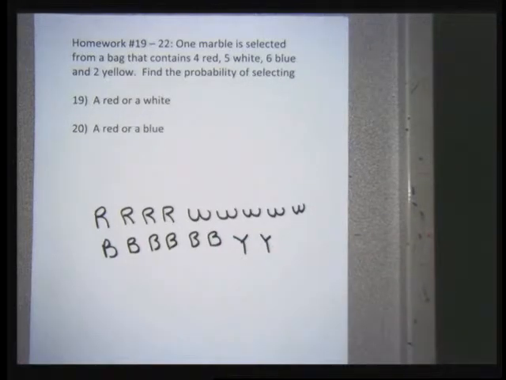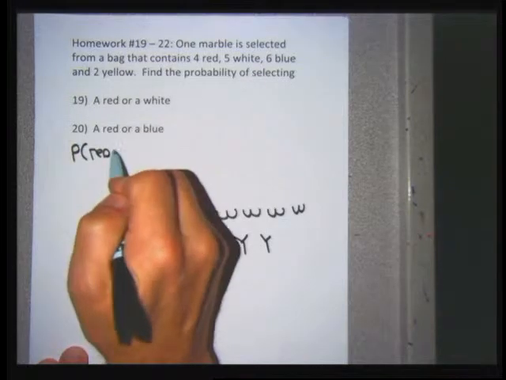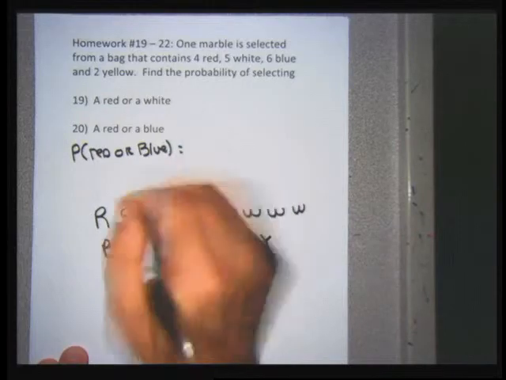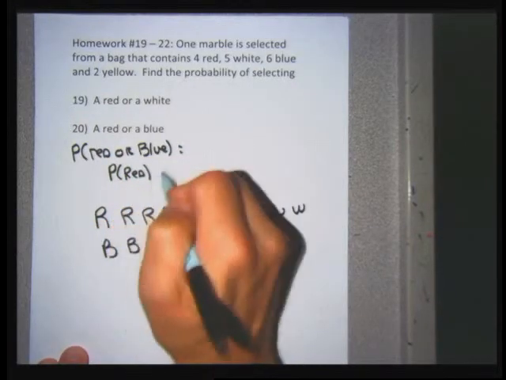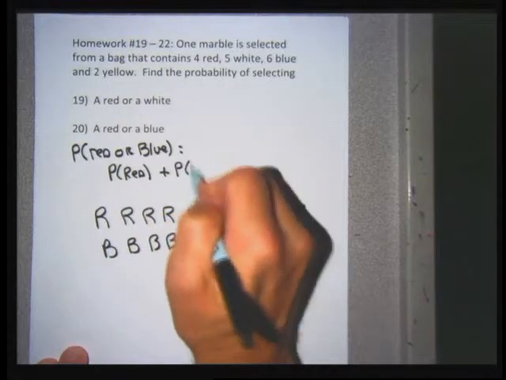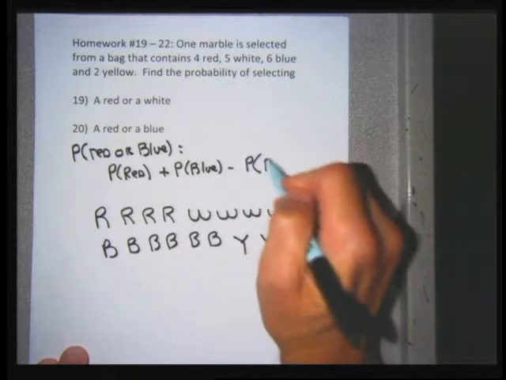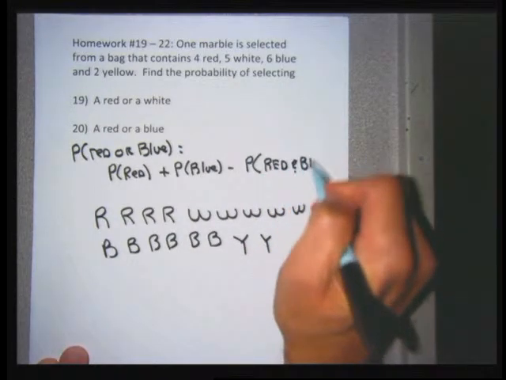I'm going to pick one marble, and I want to find the probability of getting a red or a blue for number 20. So the probability of getting a red or a blue equals the probability of getting a red plus the probability of getting a blue less the probability of getting a marble that's both red and blue.